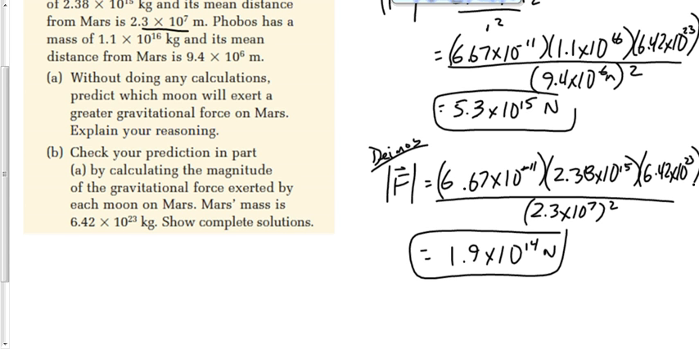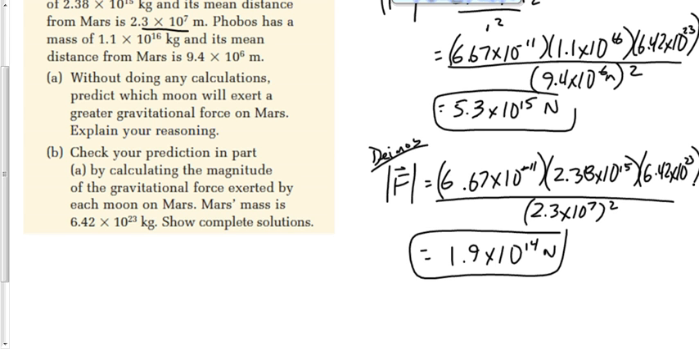So sure enough, David's prediction that we knew was right, but we've confirmed it mathematically now. We say that, look, the force on Phobos is about 30 or 40 times the force on Deimos, which makes sense, right? You're increasing the mass, you're decreasing the distance, force is going to be a lot bigger, and sure enough, it is.